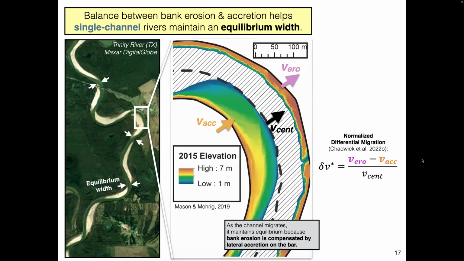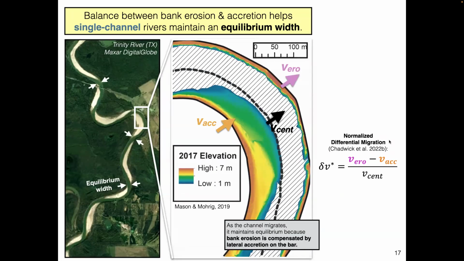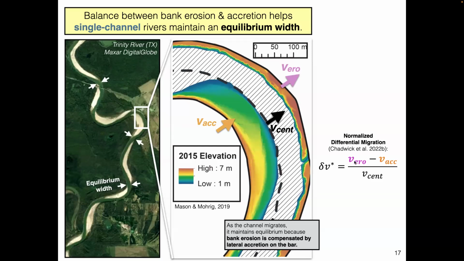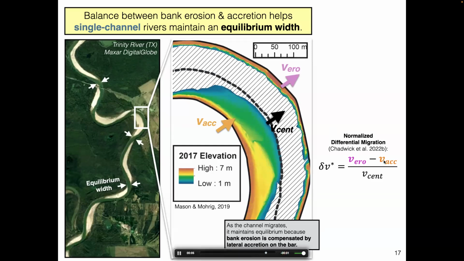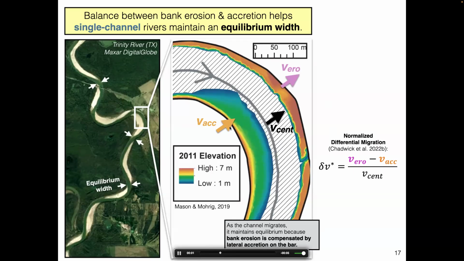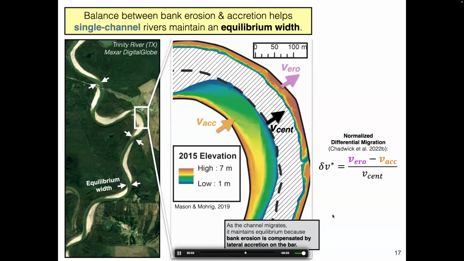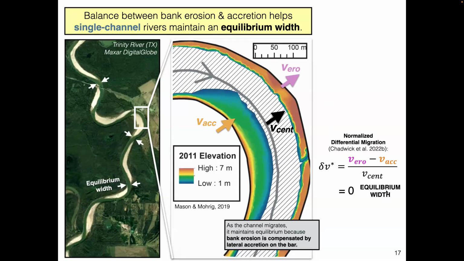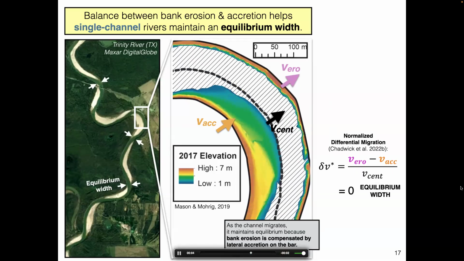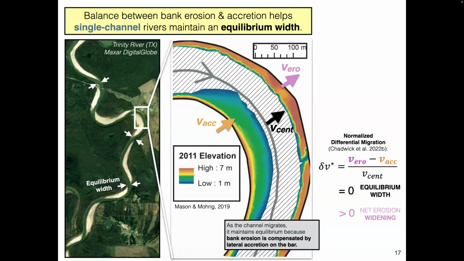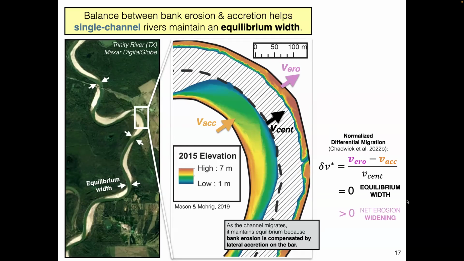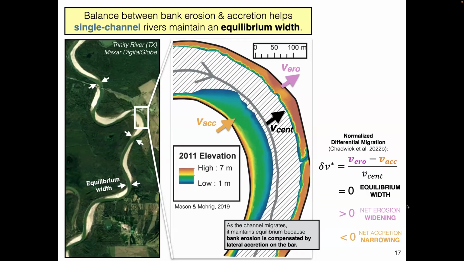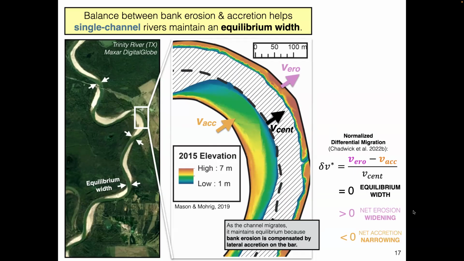We can quantify this using what I call the normalized differential migration. It's pretty simple. It's a non-dimensional number that's just the erosion rate on one bank minus the accretion rate on the opposing bank, normalized by the centerline. When this normalized differential migration is zero, that means the erosion and accretion are in balance and we have an equilibrium width. When this number is positive, that means we have net erosion and we think the channel should widen. And when this number is negative, that means we have net accretion and we think the channel should narrow.